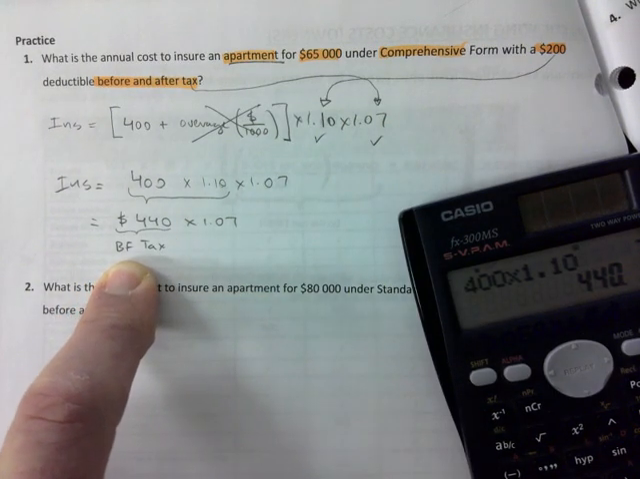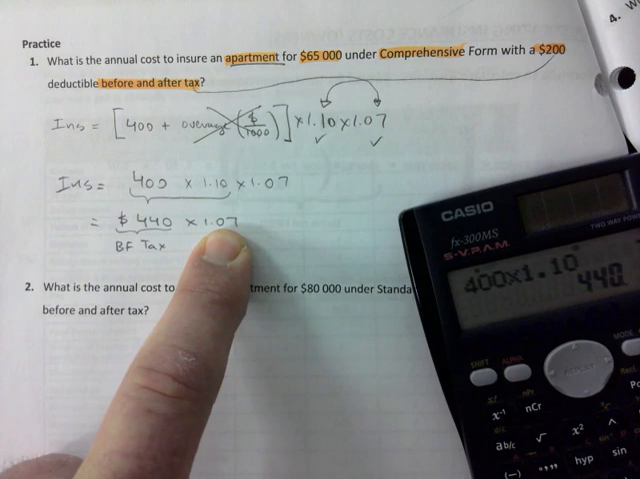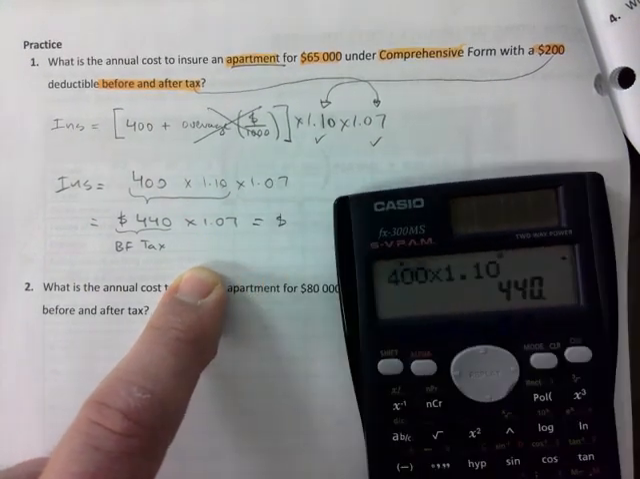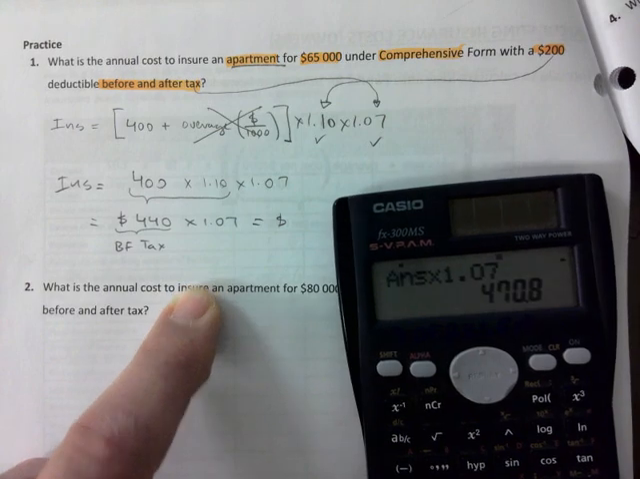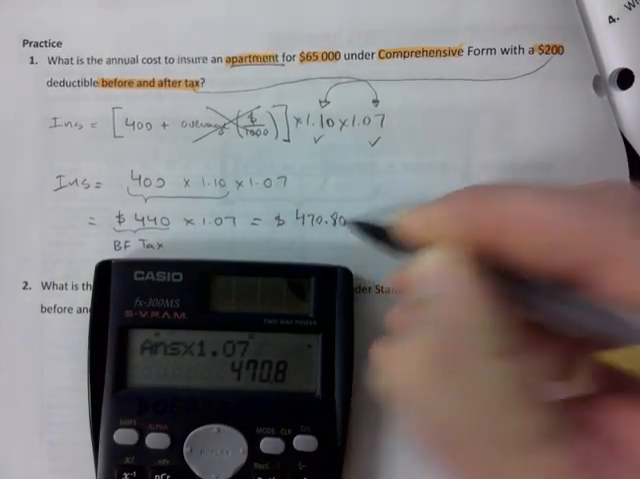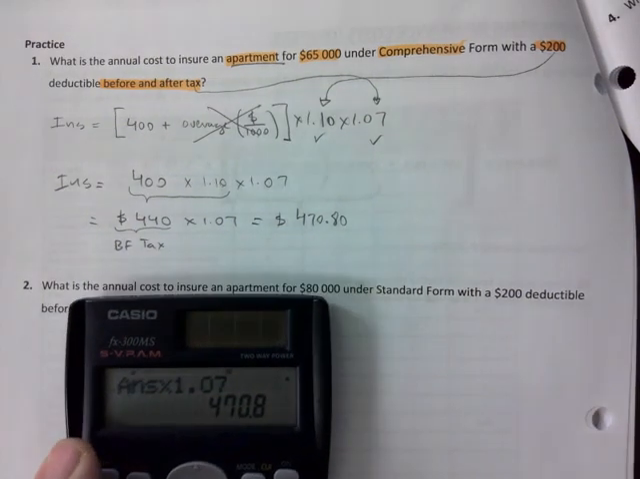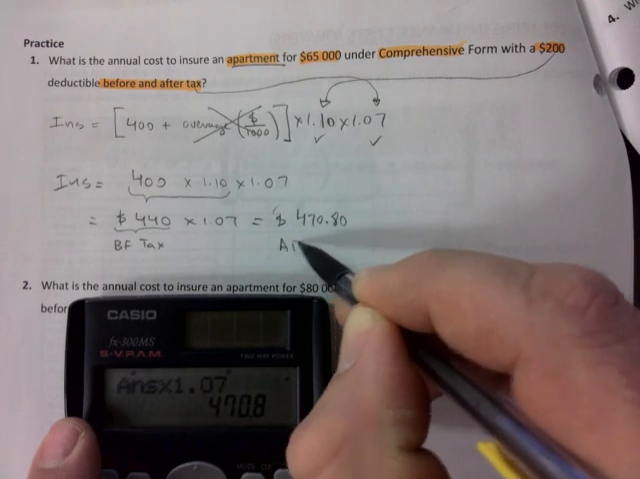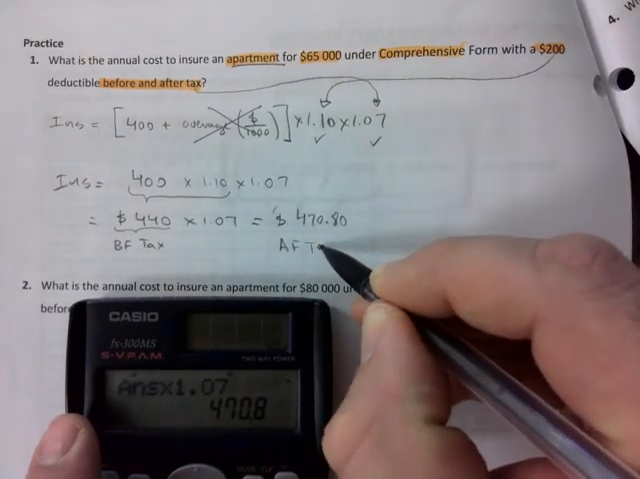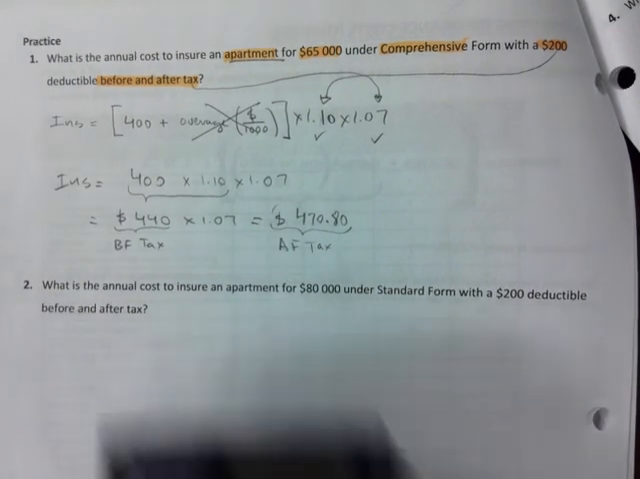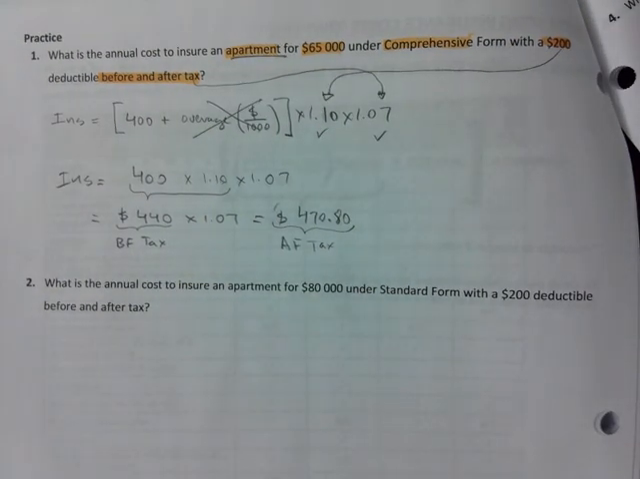If it asked you before tax, you would not go ahead and multiply by 1.07. But I'm going to go ahead and now add the 7%. So make sure you pay attention, because later you're going to be the teacher when you do the whiteboard work. Okay, so that's 470.80. This is after tax. So you've got before and after tax.